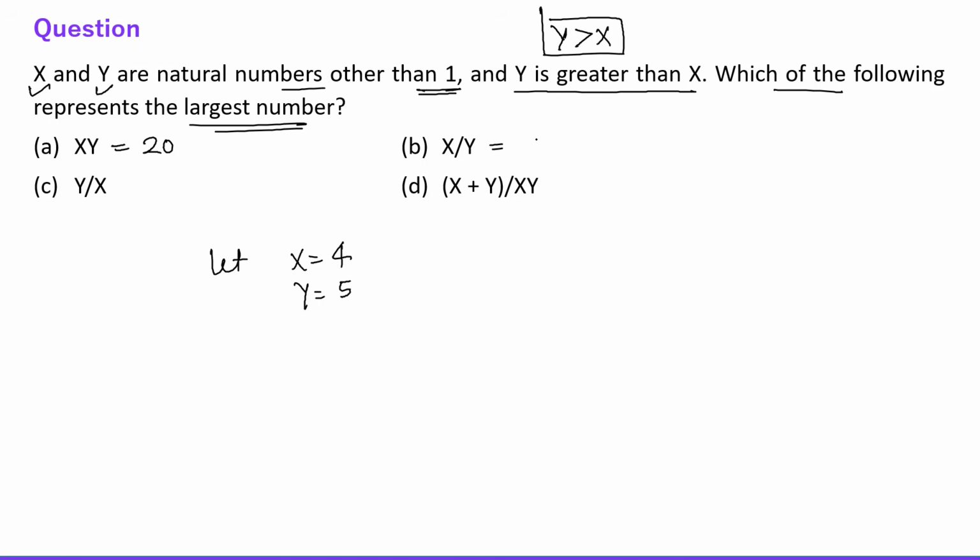X divided by y is 4 by 5, which is equal to 0.8. Y by x is 5 by 4, which is 1.2. And here x plus y divided by x into y is 9 by 20, which is 0.45. What is the question? The question is we need to find the largest. So here the largest is 20. Okay everyone, the largest is 20. Alright, now let's move to the other one.